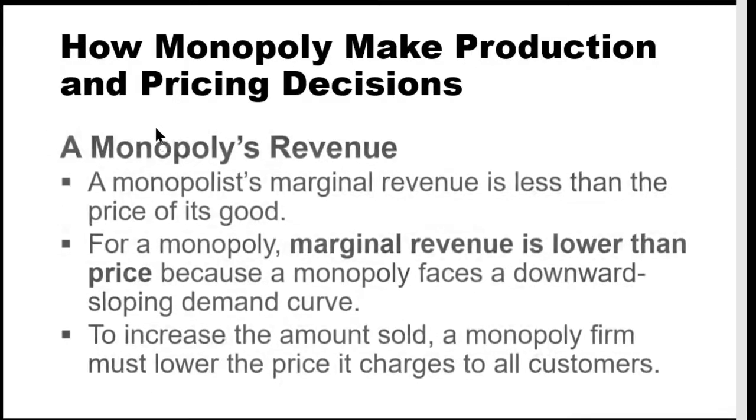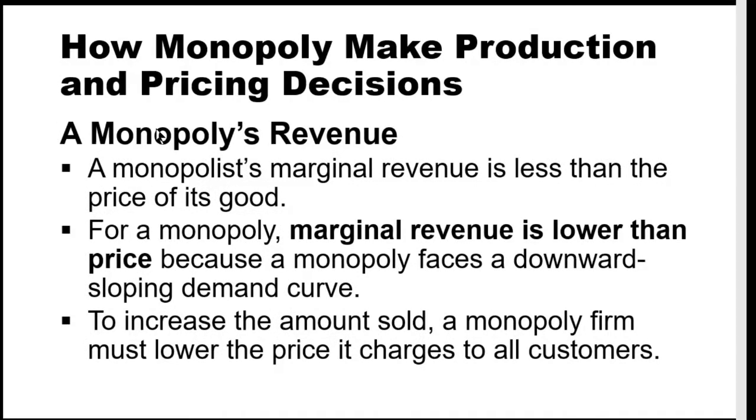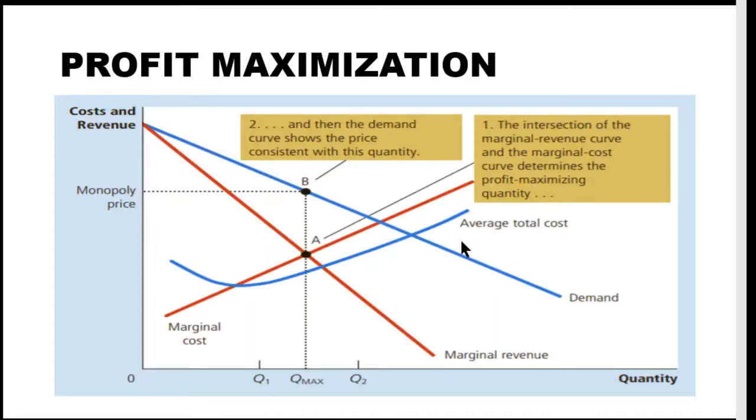Now, how about the monopoly's revenue? Here, the monopoly's marginal revenue is less than the price of its goods. The marginal revenue is lower than the price because a monopoly faces a downward sloping demand curve. So this is the demand curve for a monopoly. That's downward sloping. If it wants to sell at a high price, that would be a lesser quantity. Like for example, only one. So pwede siya makaset up og price ngayon ani. But if daghang quantity, that would be a cheaper nga price.